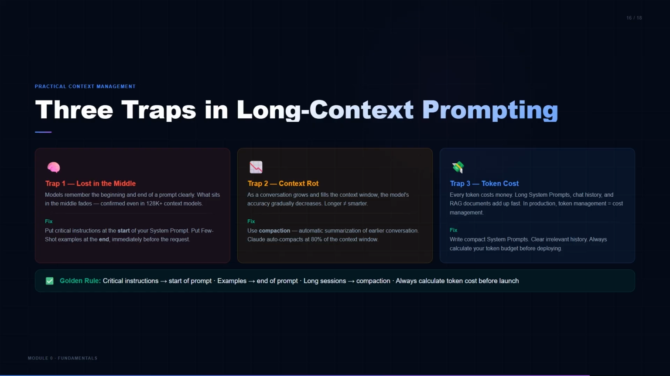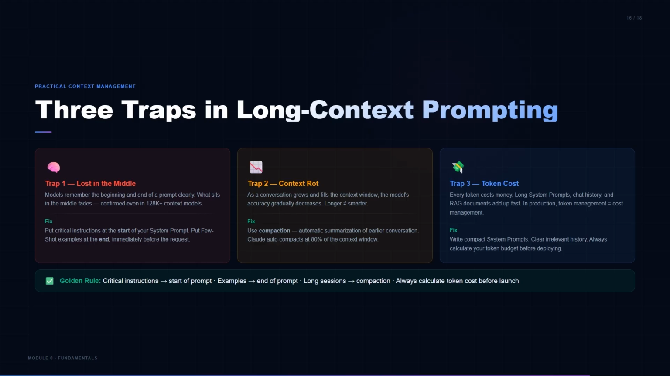The practical rule: put critical instructions at the very start of your system prompt, and put your few-shot examples at the very end of the prompt, immediately before the actual request. This positioning is not cosmetic. It directly affects output quality.